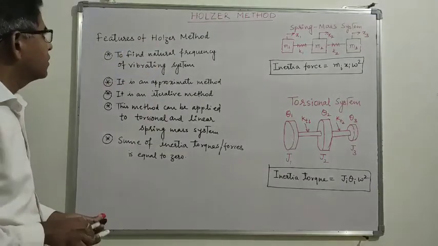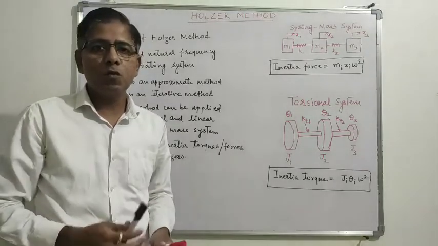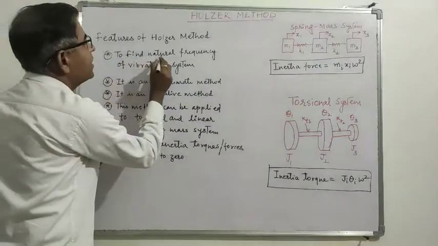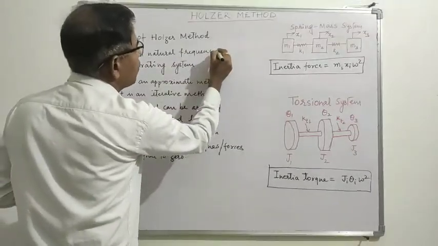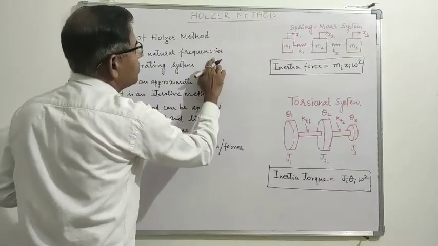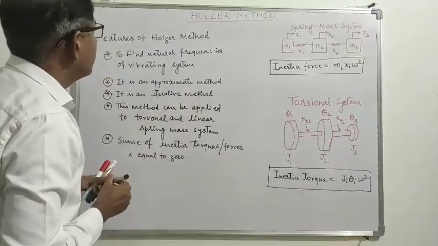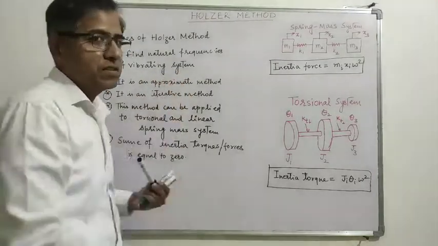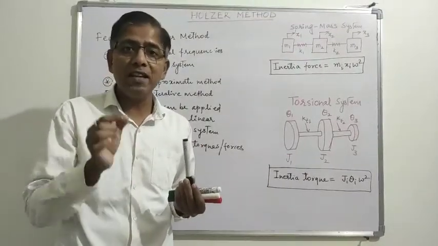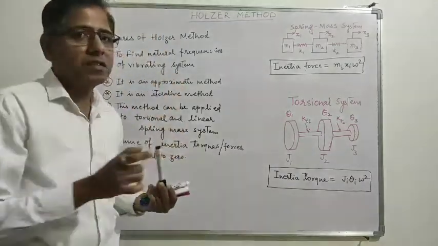I have listed down the various features of the Holzer method, so we will go one by one. The first feature is that it is used to find the natural frequency or frequencies. It is useful for finding the natural frequencies of a vibrating system. Okay, so the Holzer method is basically used for finding the natural frequencies of a vibrating system.